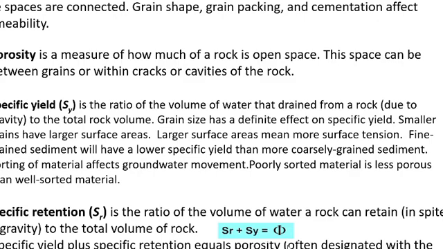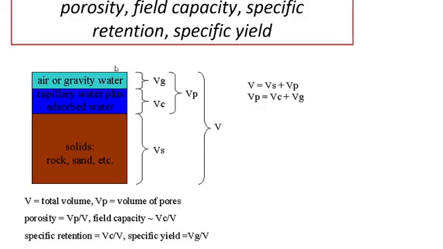Here are the definitions. I think you can go through both, and the important thing is that specific yield plus specific retention are going to give us the porosity. So this is actually the specific yield, this is the specific retention, and both of them are present in the voids, but this water cannot be drained, only this water is to be drained.